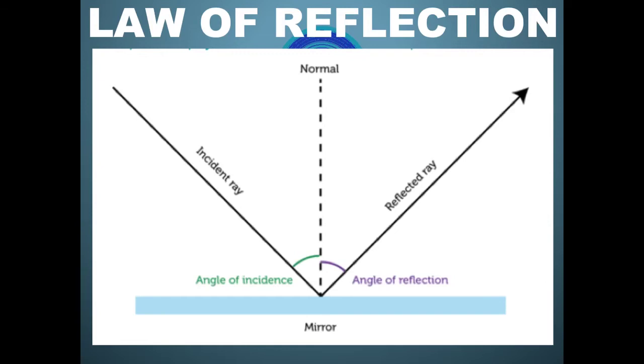So why does light behave this way? How do we predict this? Well, it's all based on the law of reflection.